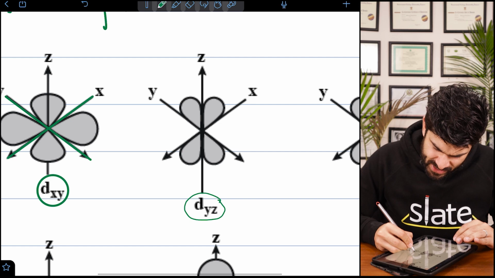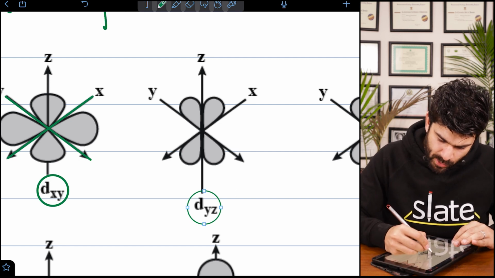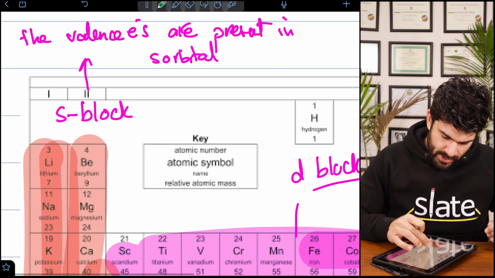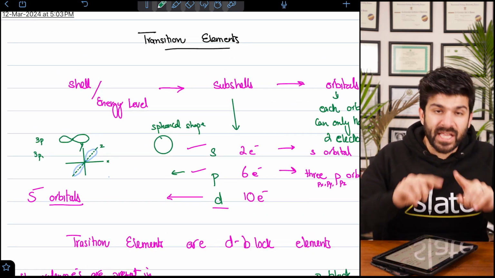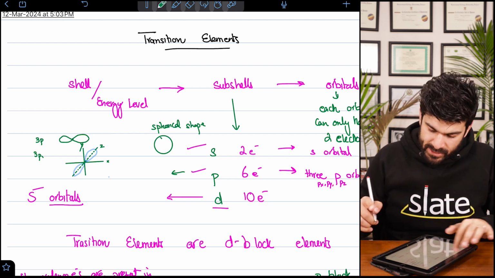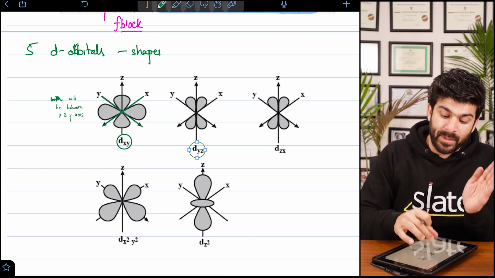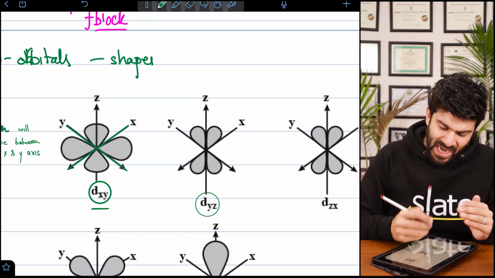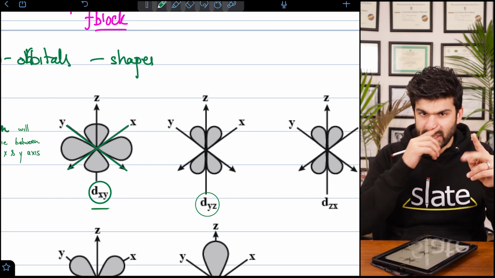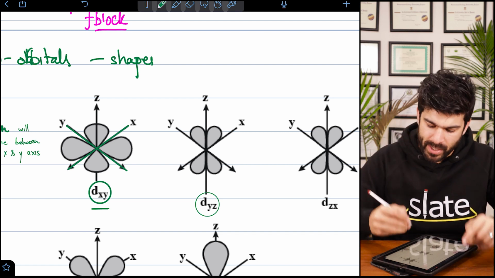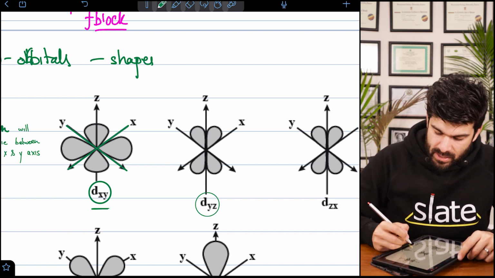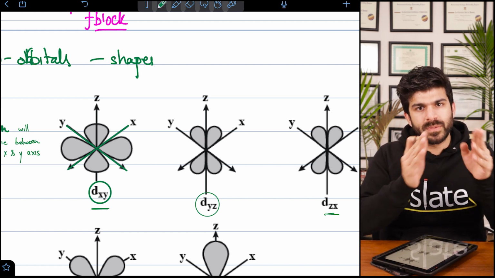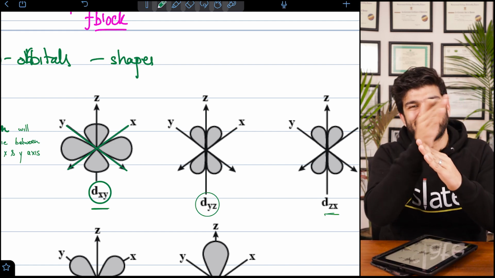Likewise, yz, both lobes are between y and z. In the case of p, they lie on the axis. In the case of d, they lie in between the axis for the first 3 ones. So dxy has 2 lobes lying between x and y. In yz, both lie between y and z. In zx, both of the 2 lobes lie between z and x.